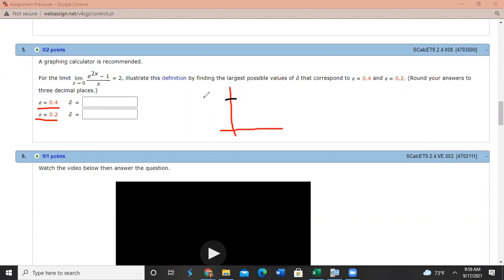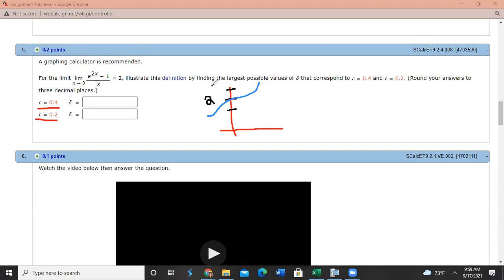Let's say here's 2, and we know that the limit, they tell us that the limit is 2 as x approaches 0. I don't really know right now without graphing it what this particular graph looks like, so let's just pretend it does something like this. So what this is saying is that epsilon is 0.4, that again is the y values. So we want to check 0.4 in the positive direction and 0.4 in the negative direction.